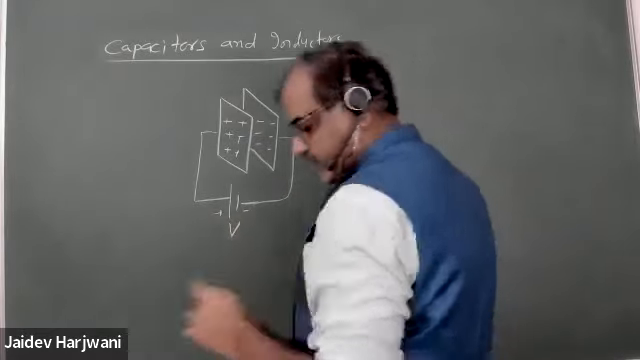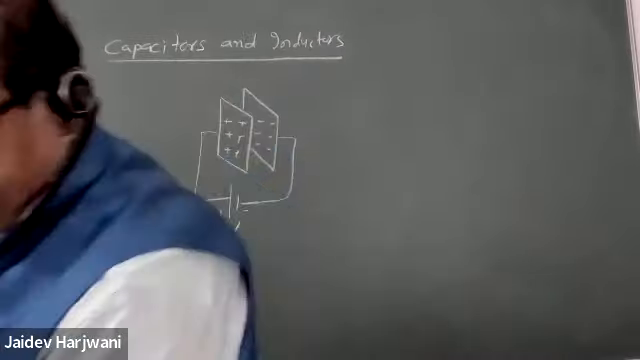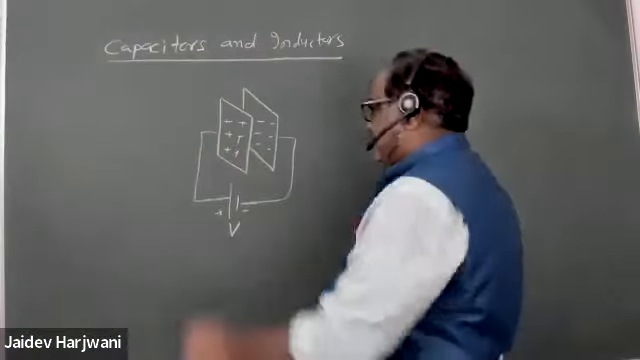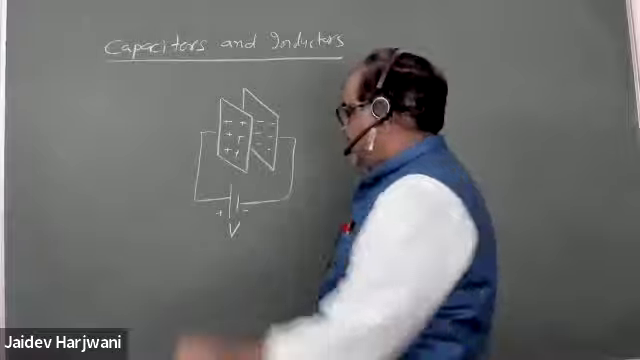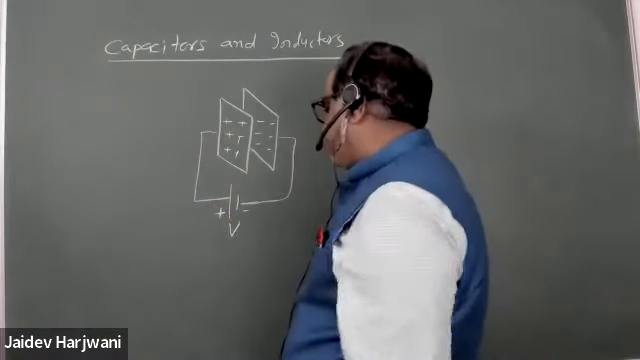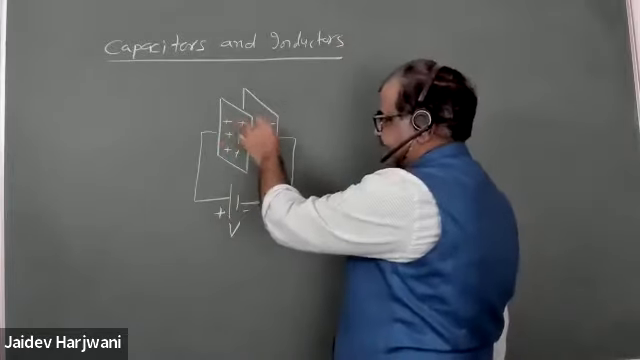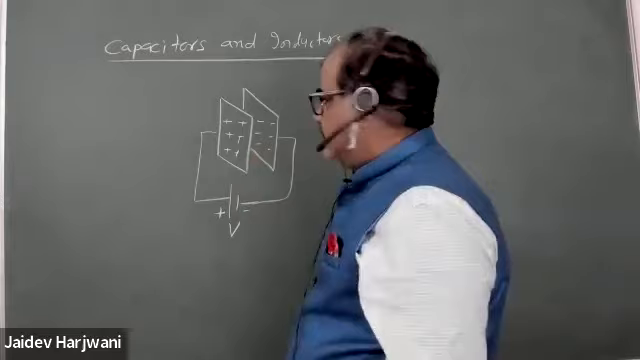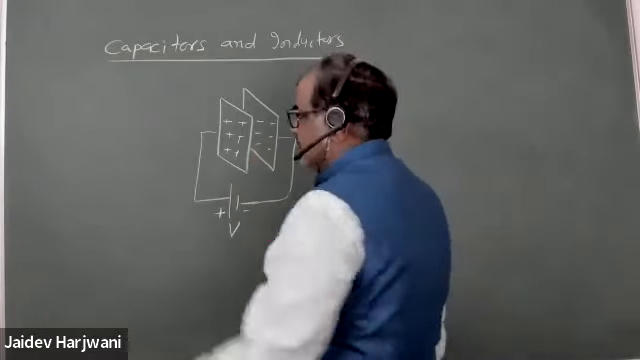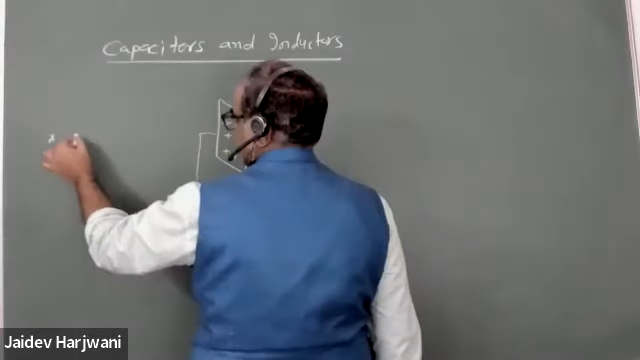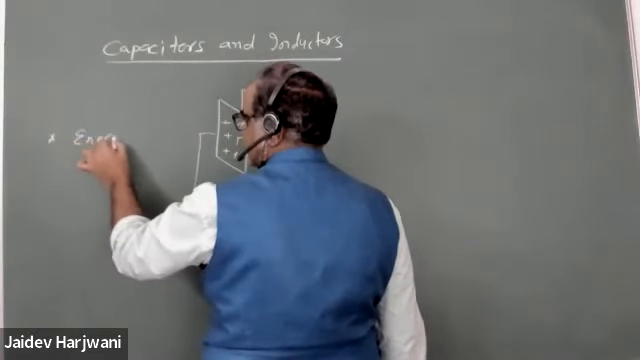a sea of electrons, a large number of free electrons. So as soon as I apply a voltage, the negative electrons are attracted towards the positive terminal of the battery, and similarly you have negative charge on the other plate. In this way we can call a capacitor an energy storage device.